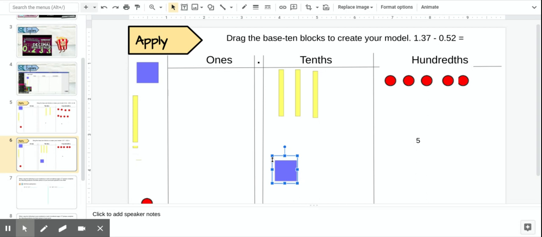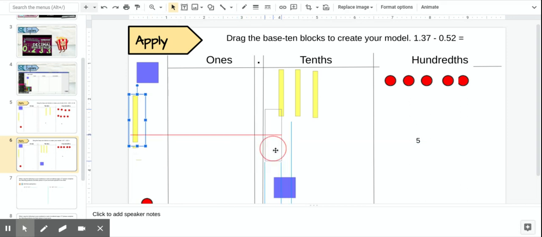Again, I'm just going to right click and delete them. 1, 2. So when I'm done, I can just count up what is left. Right now it looks like I'm left with 5. I'm just going to draw myself a text box and write the number 5 so I know that's what's left. I'm going to move over to the tenths column.